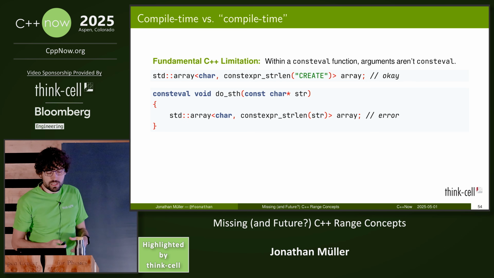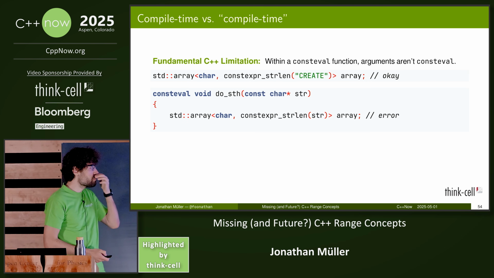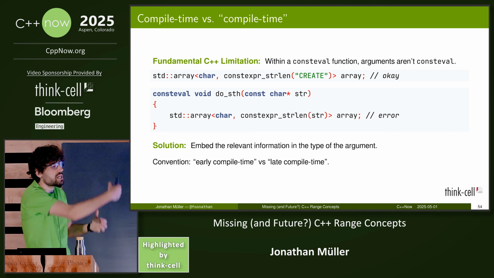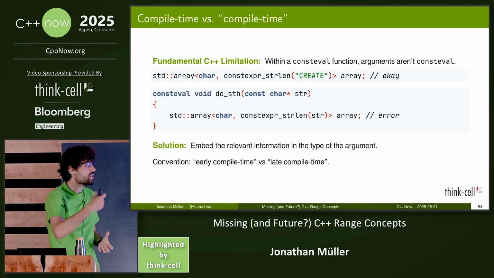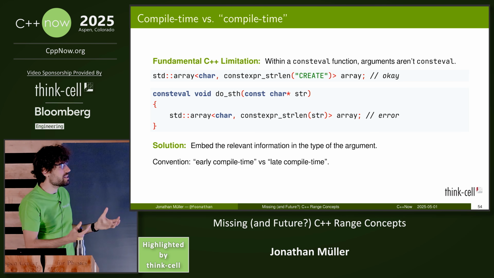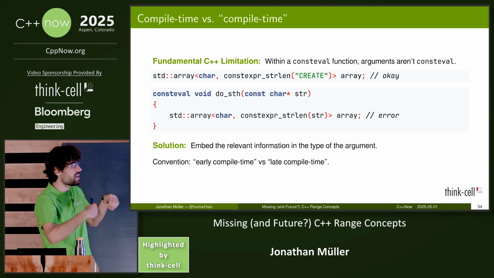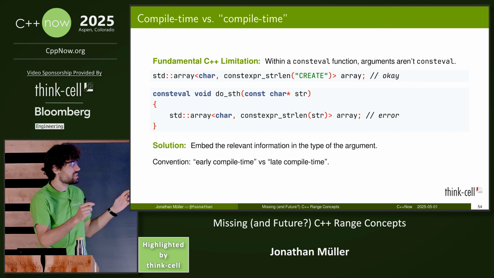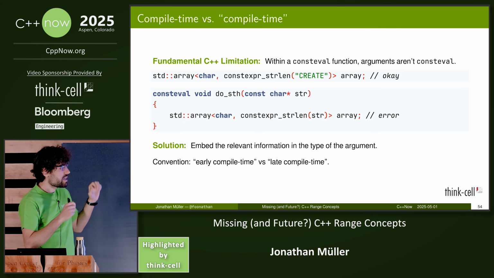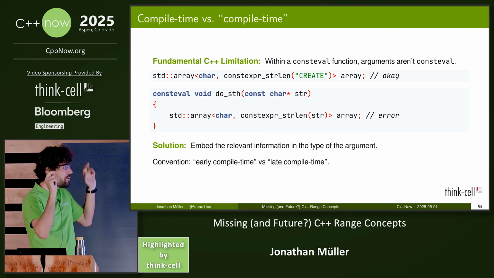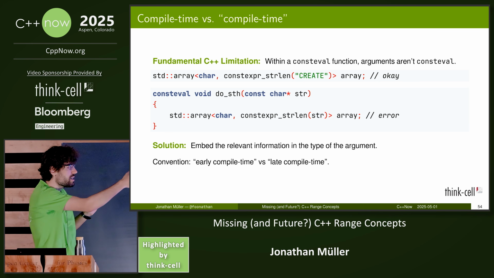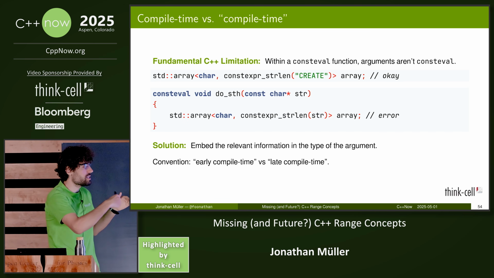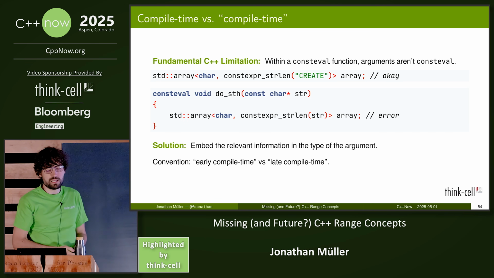And this is just a fundamental limitation of the way C++ works. The way to fix that is to embed the relevant information in the type of the argument, not in the value. Because we don't have the value at compile time within the body, we only have the type. So we need to put the relevant information in the type. In the body of a constexpr function, we're doing early compile time, and we don't have the true compile time values, only outside, when we do late compile time. So if you want to bridge the gap, you have to put that in the type and not in the value.